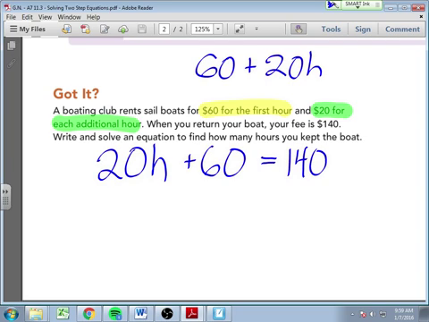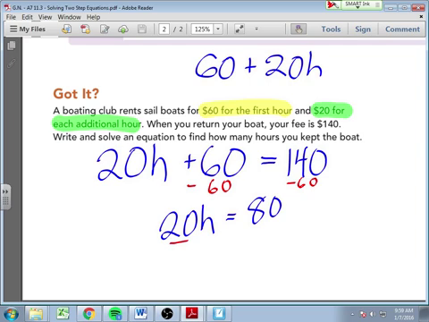So then, Peyton, what would we do next? Subtract 60 from both sides. We would subtract 60 from both sides, get rid of that first hour charge. So then my additional hours, 20h, equals 80. Olivia, what would I do here? You would divide 80 by 20.